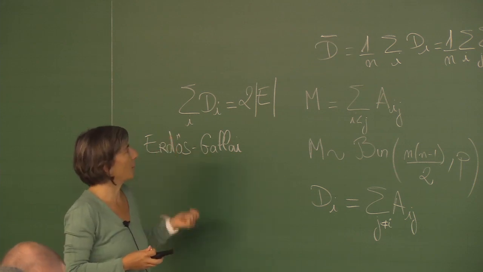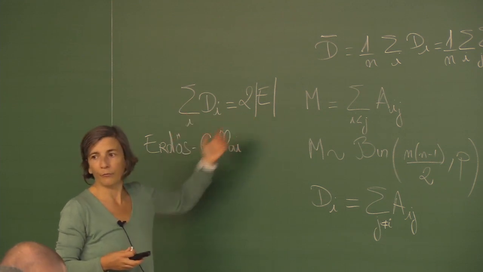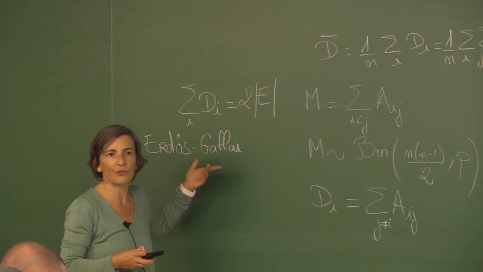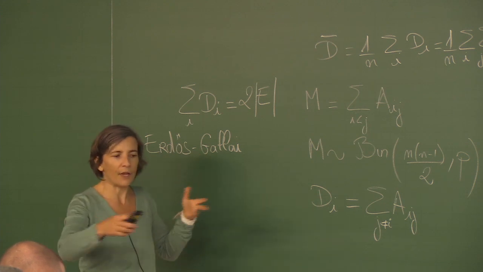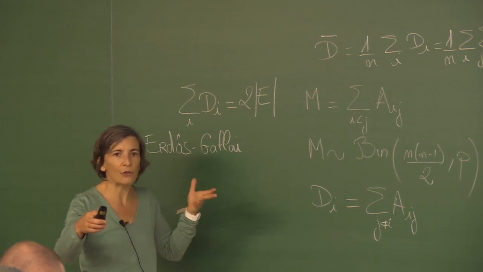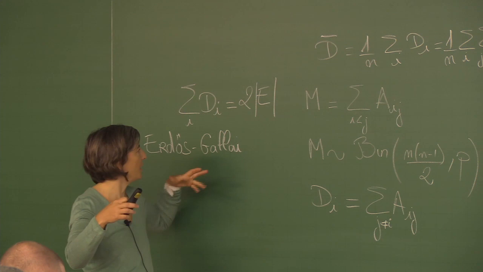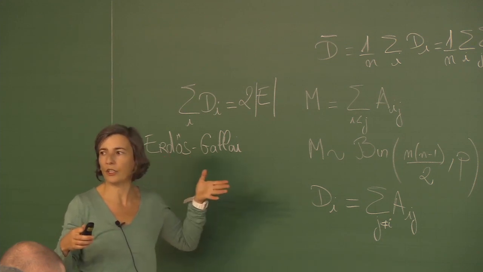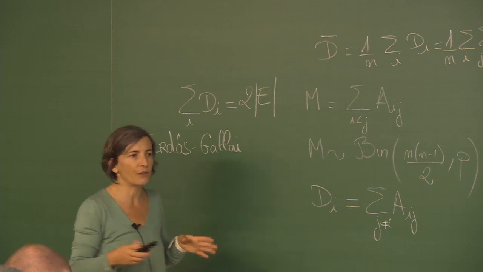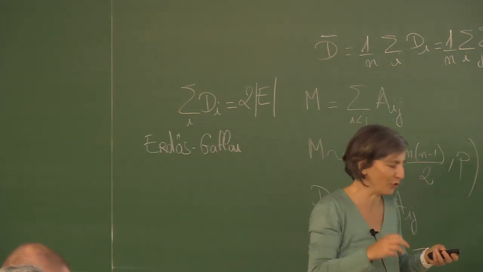Of course the sum has to be even, but there are other conditions to be satisfied. If you take any sequence at random of integer values and make the sum be even, most of the time you are not satisfying the Erdős-Gallai condition and you cannot realize it as the degree sequence of a graph. So this is the physics approach.